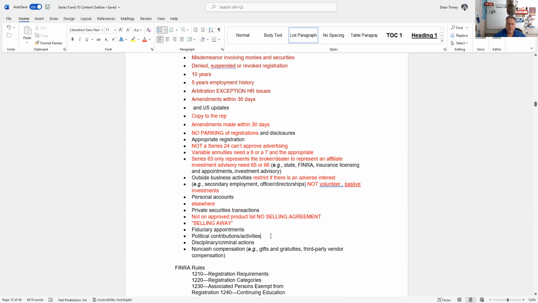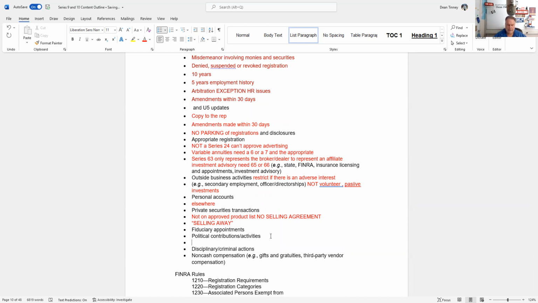Political contributions, I would know about MSRB. Let me get my different color here.